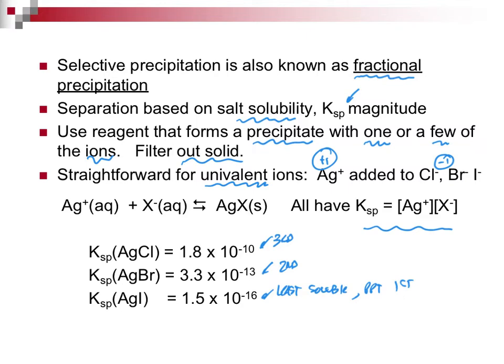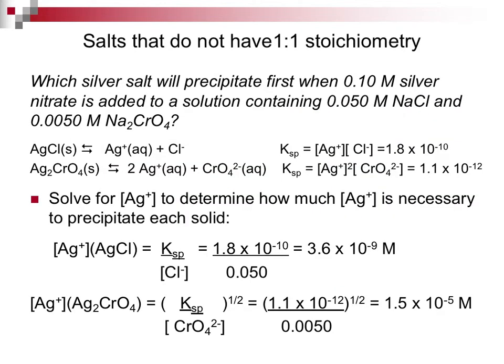Now, there are many different types of ionic solids, and not all of them are one-to-one. So our second example tells you what to do if you do not have that one-to-one stoichiometry. The best way I can show you is by an example. So we have silver chloride versus silver nitrate. And we've got a solution of sodium chloride. There's our source of chloride.